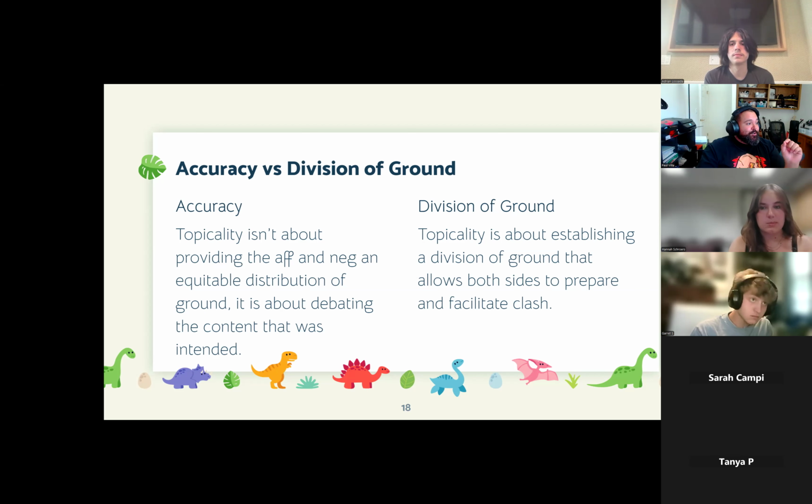I have seen this used like once ever. I used to use this all the time. This was me and Dallas's trick, right? Because we wouldn't set up that it was accuracy or division of ground in the LOC, but then based on how they answered it, if they were like, here's a bunch of ground standards, we would pivot to, oh, no, this was never about ground. It was always about accuracy.